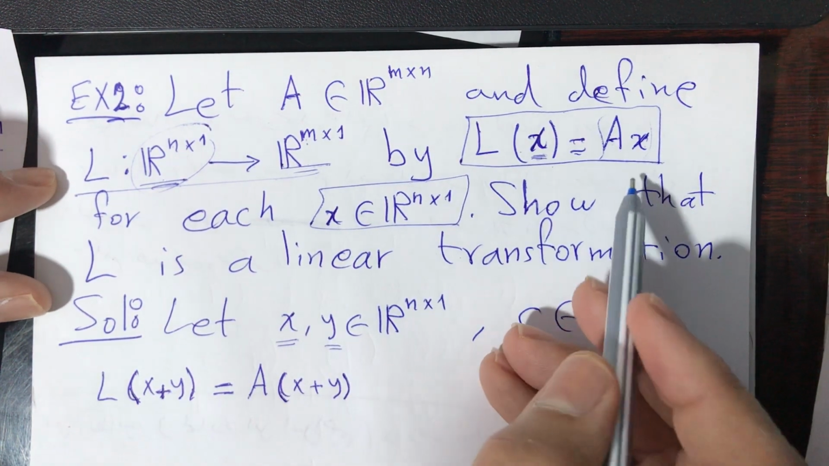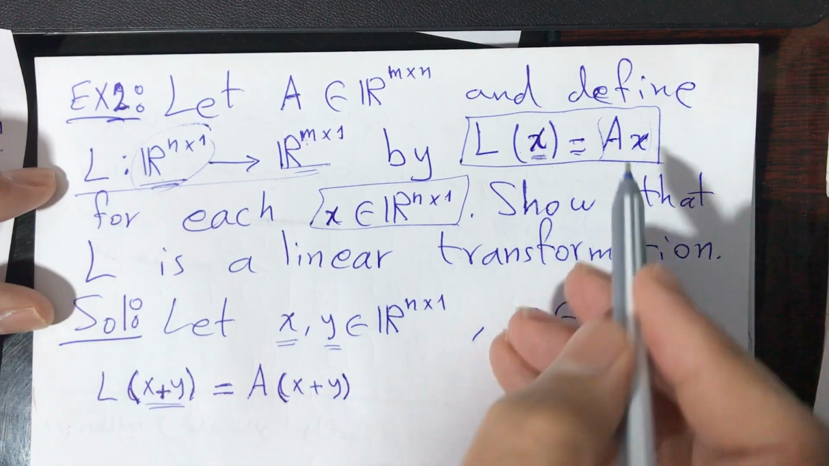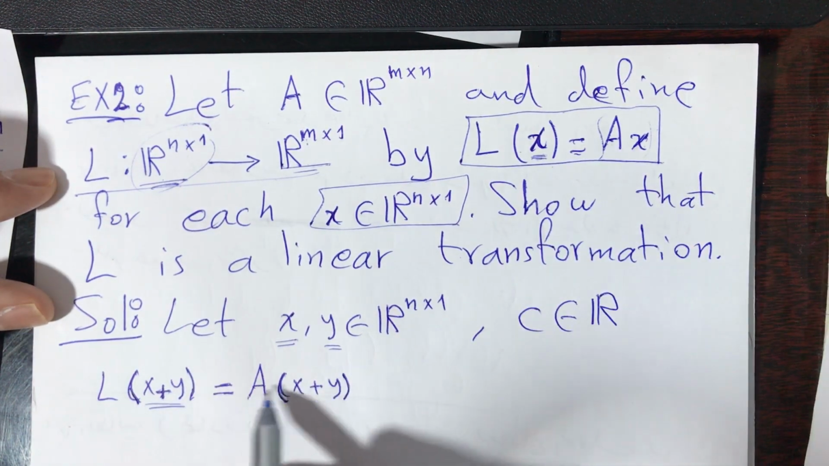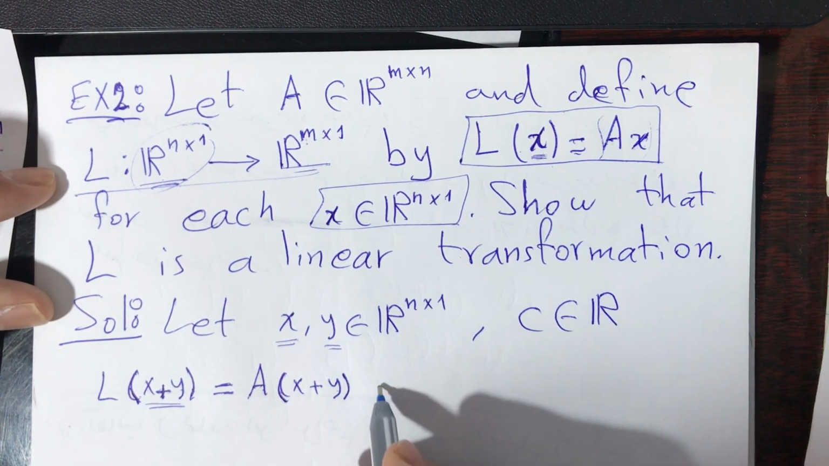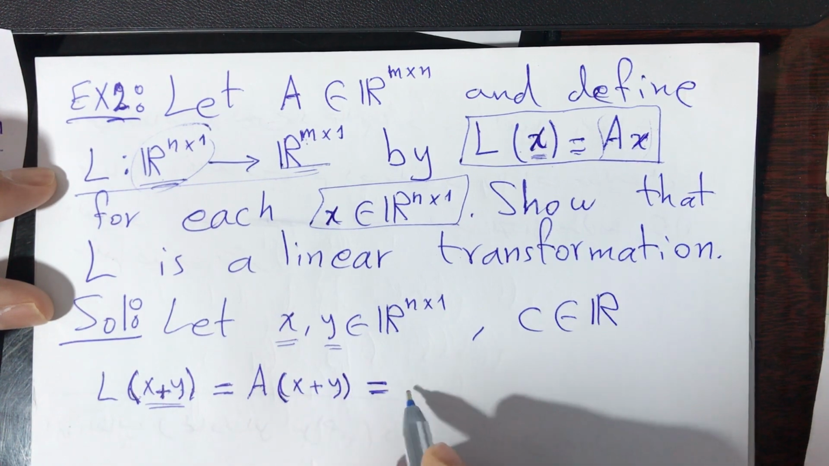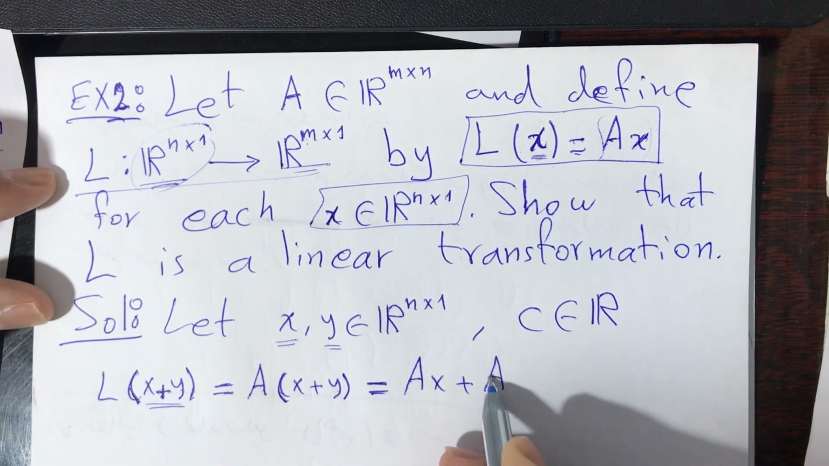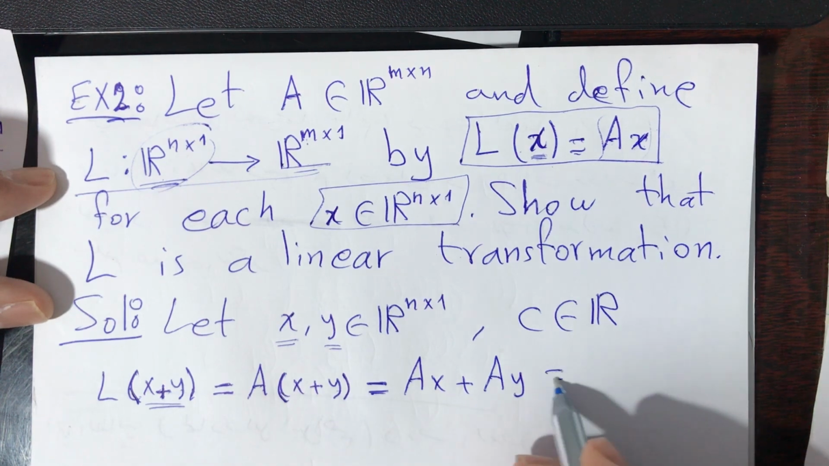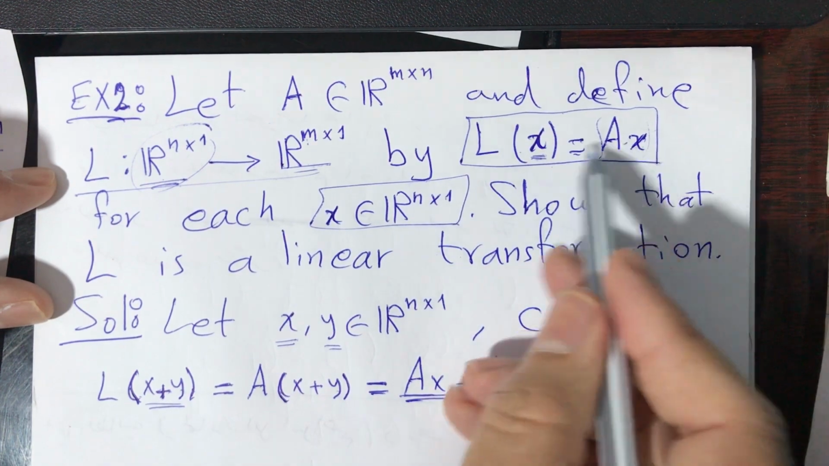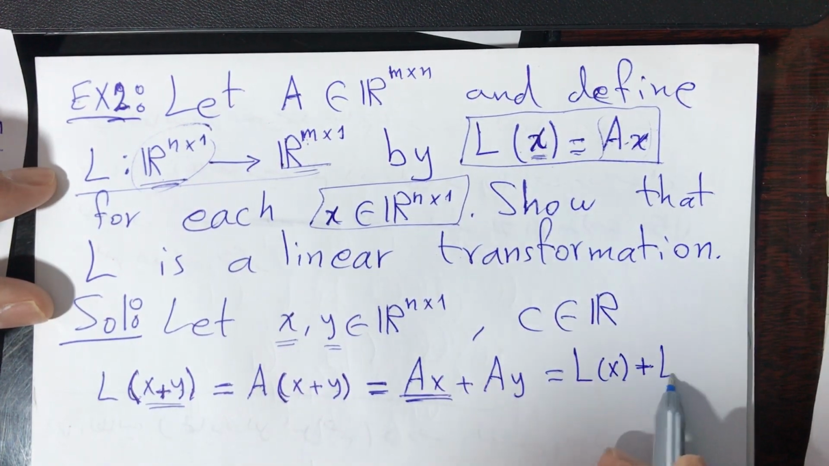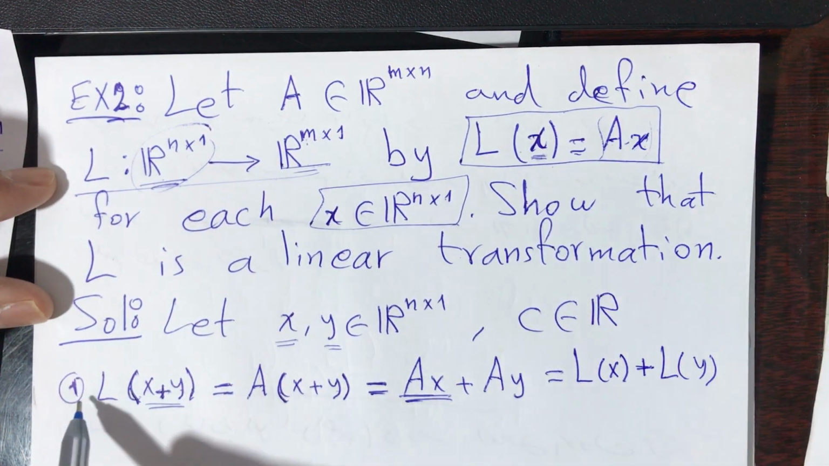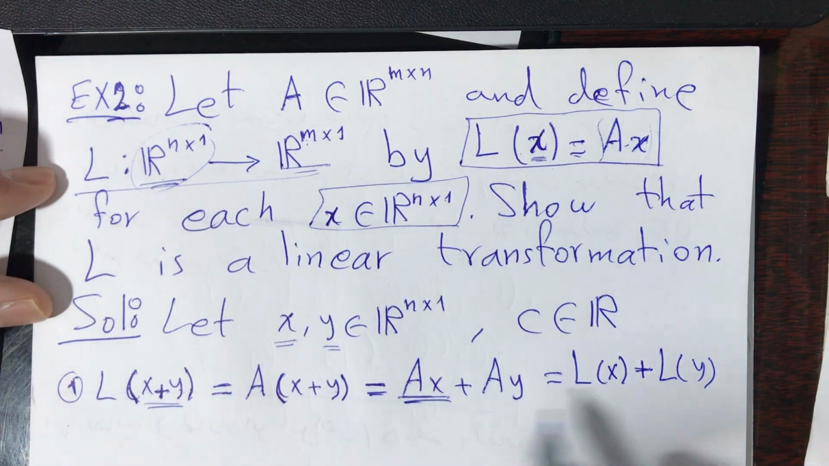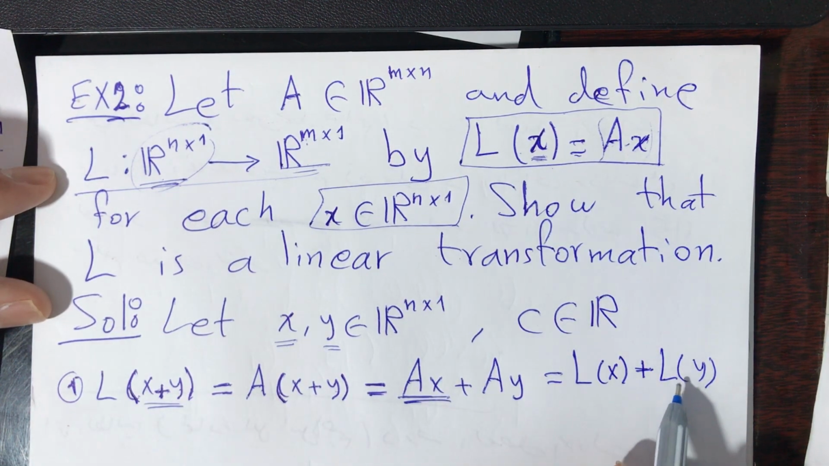By the definition of L, the input is x plus y, so this is A(x plus y), and from the definition of matrix multiplication this is Ax plus Ay. By definition this equals L of x plus L of y. So we satisfy the first condition: L of x plus y is equal to L of x plus L of y.